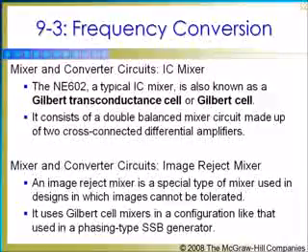The NE602, a typical IC mixer, is also known as a Gilbert transconductance cell or Gilbert cell. It consists of a double balanced mixer circuit made up of two cross-connected differential amplifiers. The NE602 uses bipolar transistors. An image reject mixer is a special type of mixer used in designs in which images cannot be tolerated. It uses Gilbert cell mixers in a configuration like that used in a phasing type SSB generator.